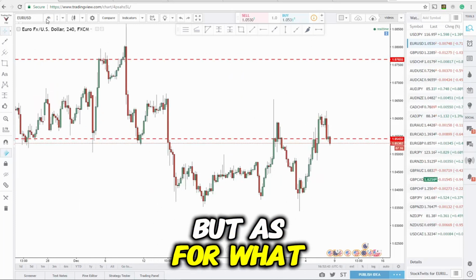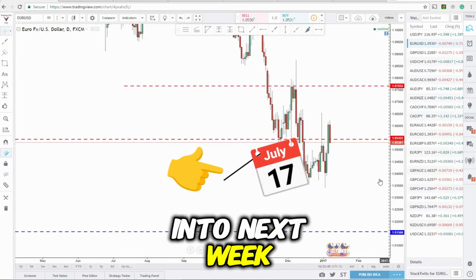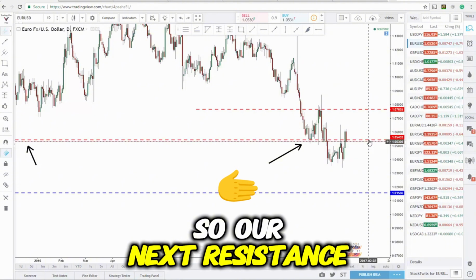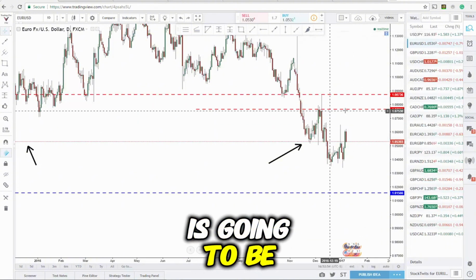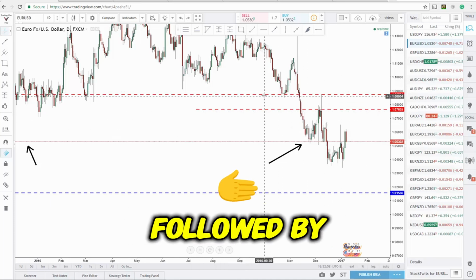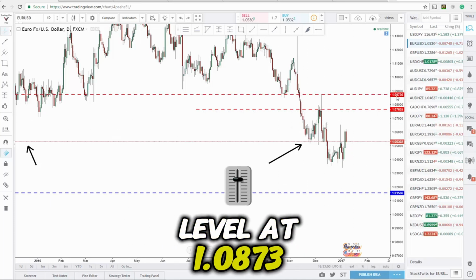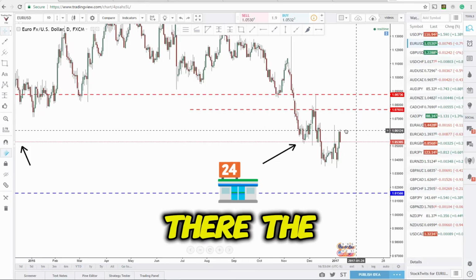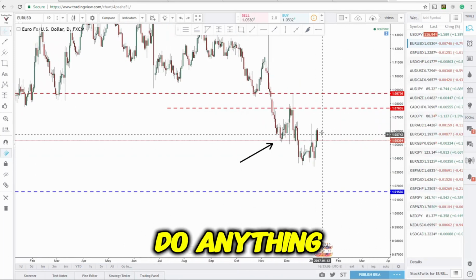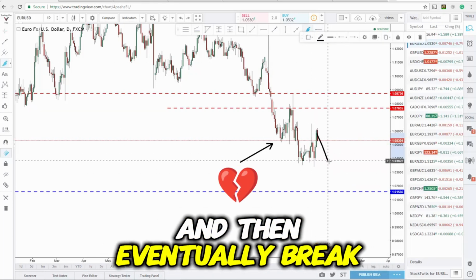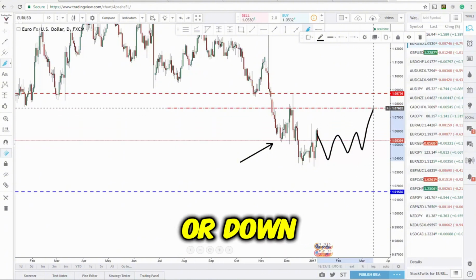But as for what we're looking for going into next week, we have now broken above that resistance level. So our next resistance is going to be this 1.0765 level, followed by the next level at 1.0873. Now until we get there, the market could do anything. It may consolidate here for a bit and then eventually break out to the up or down side.